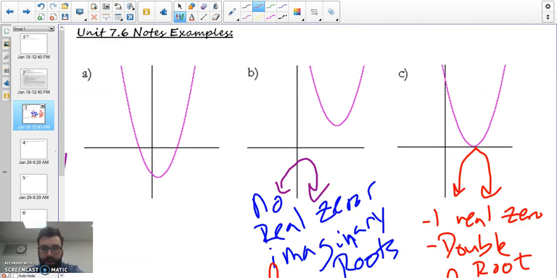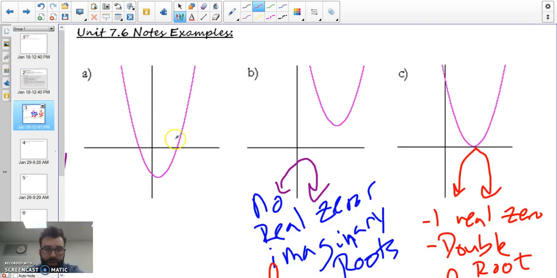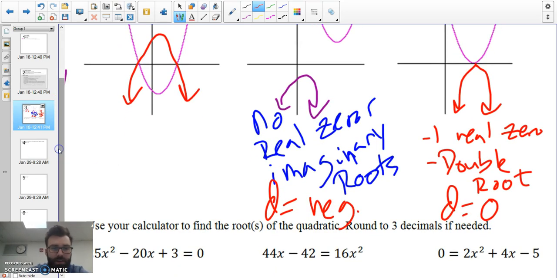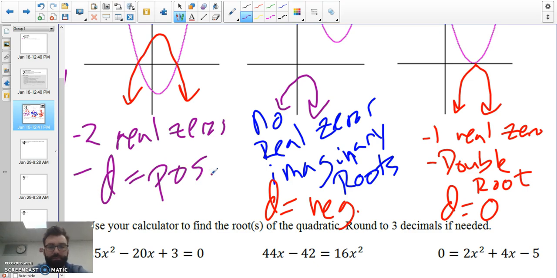Okay. There's also the possibility that we have 2 real zeros and our parabola crosses the x-axis twice. Okay, just like here, or it could be up like that. Okay. In this case, just like we said, we have 2 real zeros. Discriminant is positive. All right.